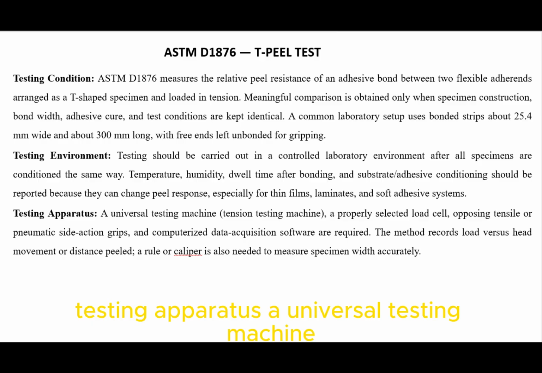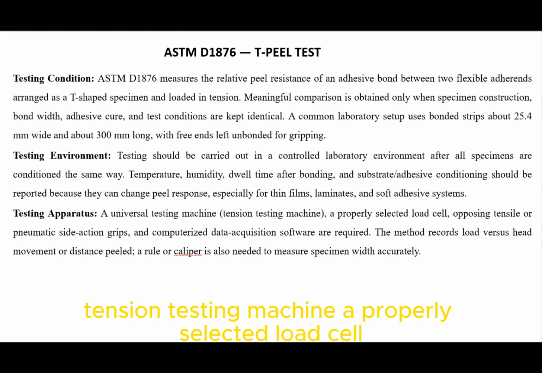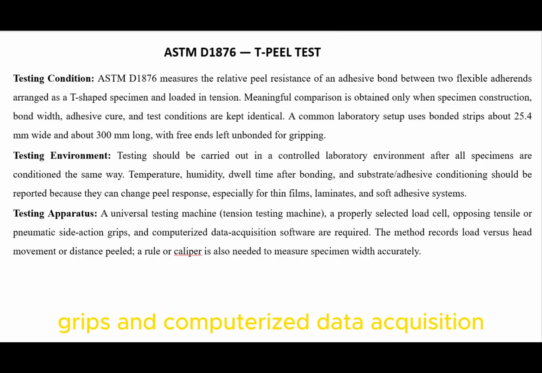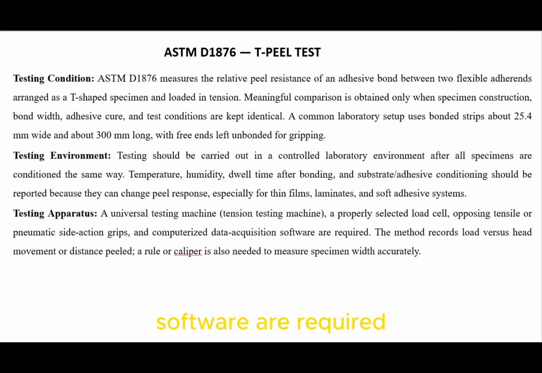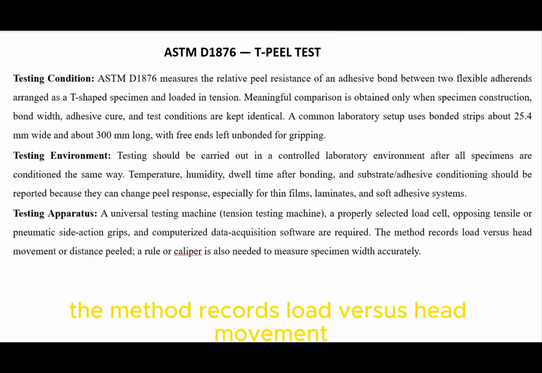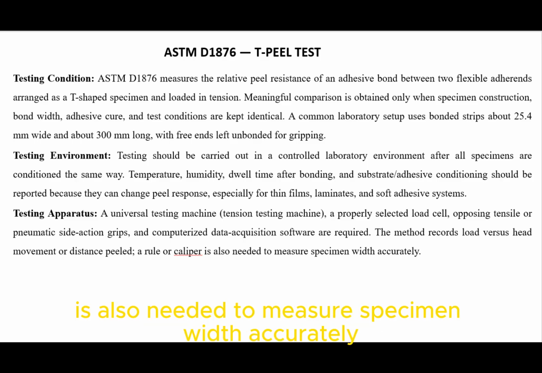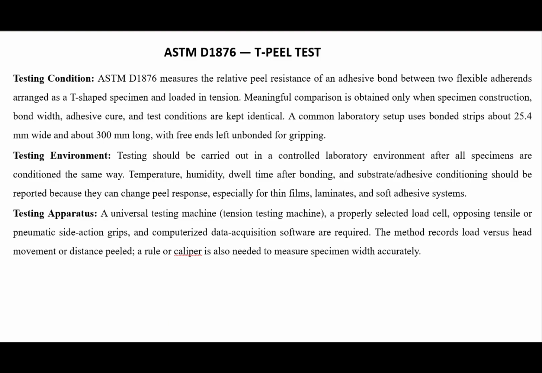Testing apparatus. A universal testing machine, tension testing machine, a properly selected load cell, opposing tensile or pneumatic side action grips, and computerized data acquisition software are required. The method records load versus head movement or distance peeled. A rule or caliper is also needed to measure specimen width accurately.